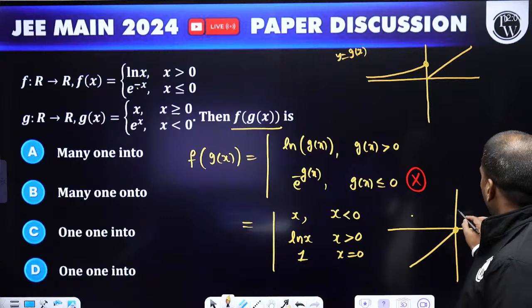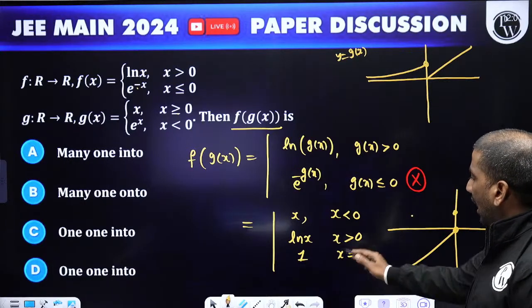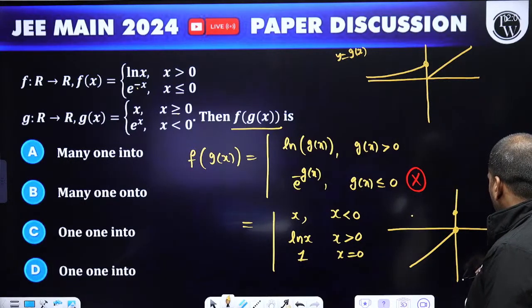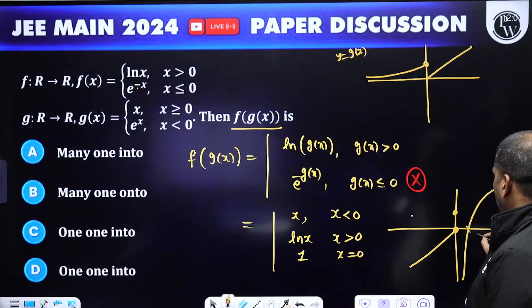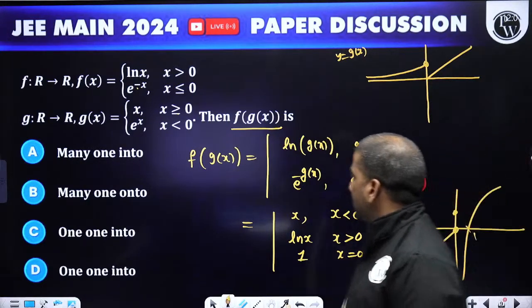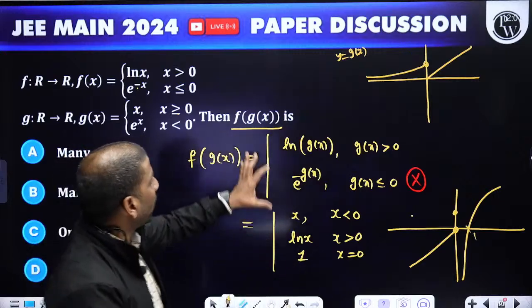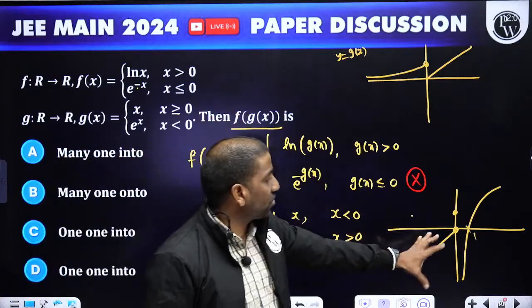At x equal to 0, it is 1. For x greater than 0, it is ln of x. This will be like this. For x greater than 0, ln of x. This is f circle g of x. If the given function is f circle g of x, this is the graph.